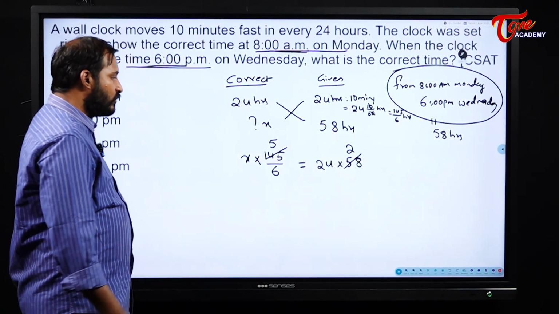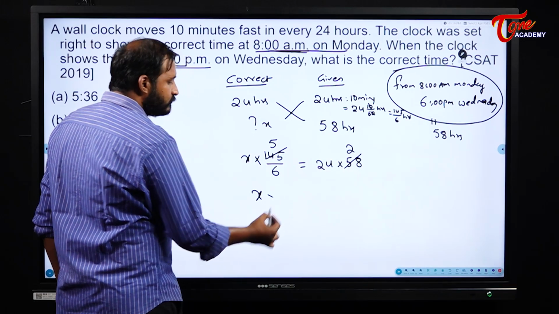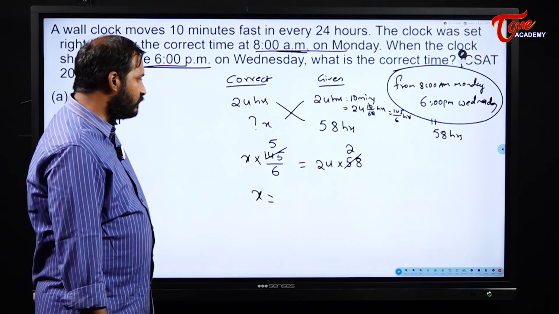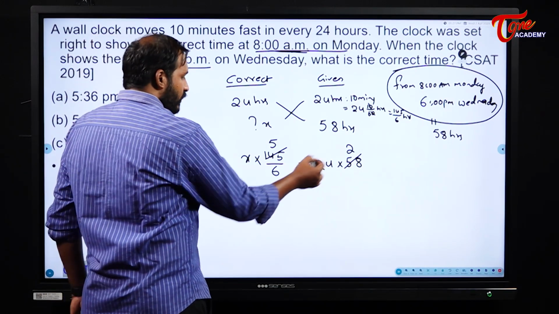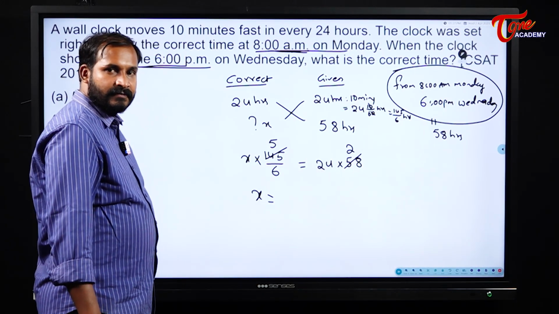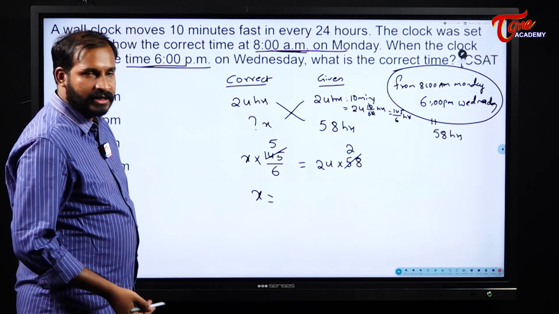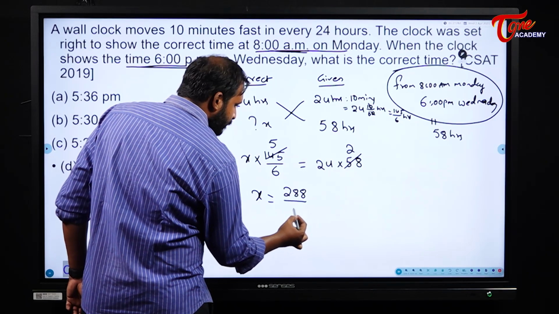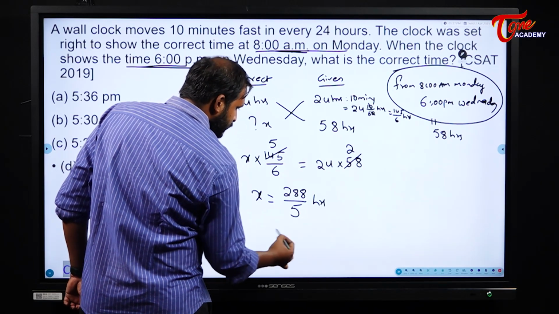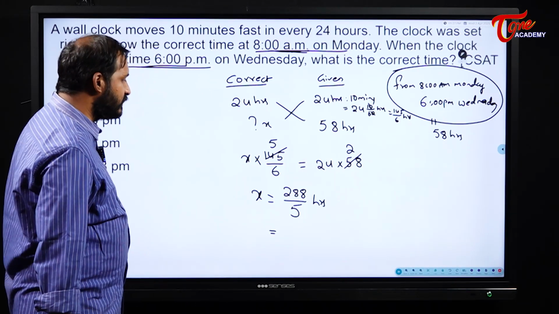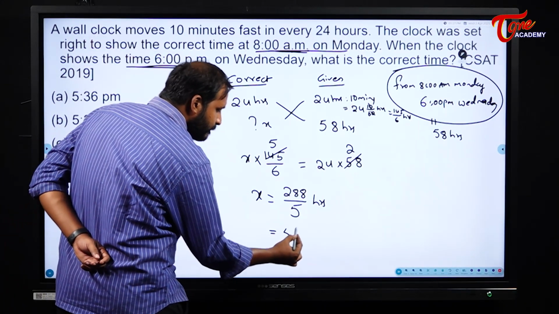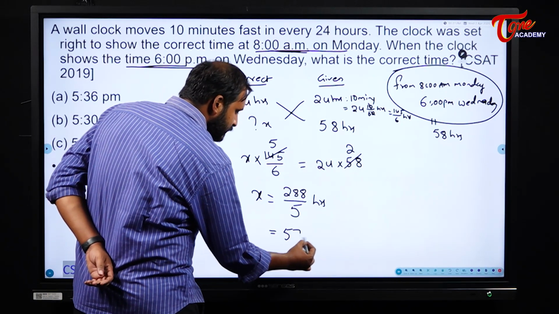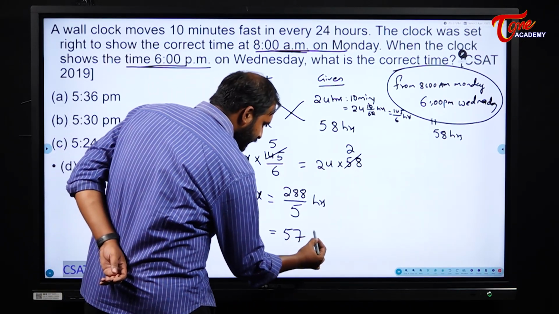Okay, so now what happens for me? x is equal to, solve this one, students. What will you get? 24 twos are 48, 48 sixes are 240 plus 48, 288. 288 by 5 hours. So what happens to this 288 by 5 hours? 5 fives are 25, I will be left with 38. 5 sevens are 35, I will be left with 3 by 5 hours.